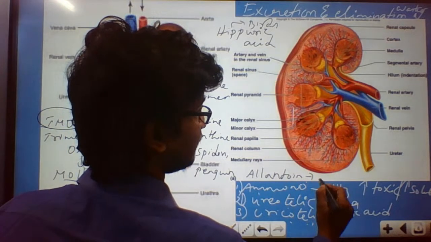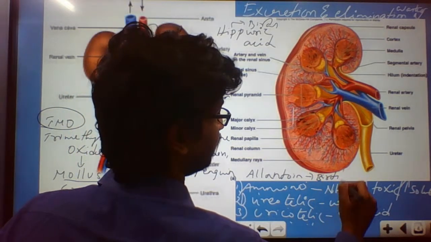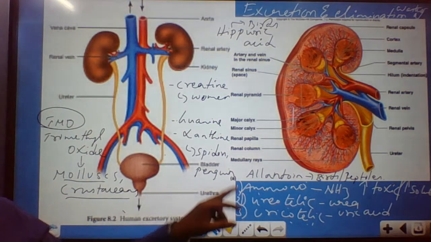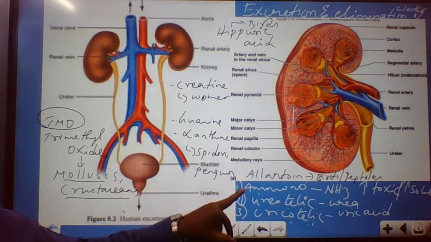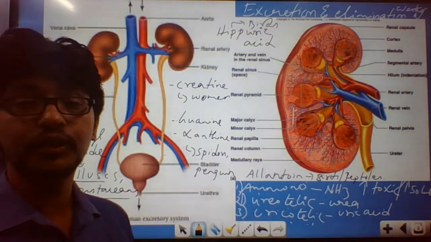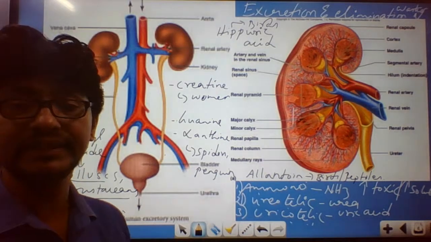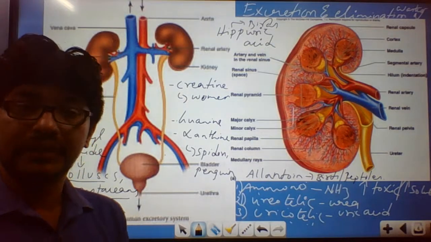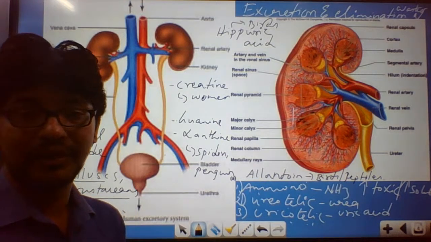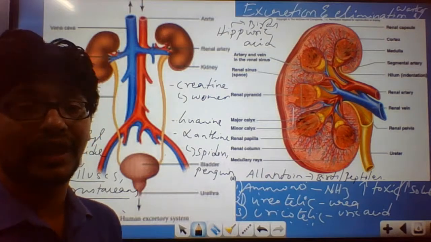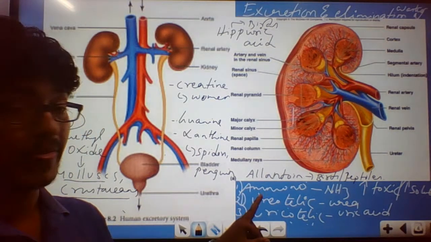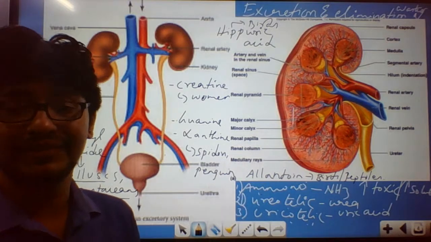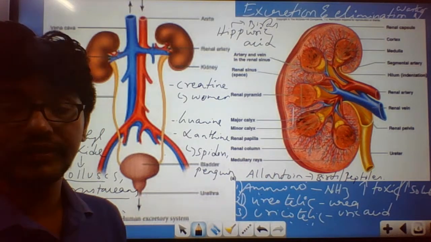Allantoin is also a waste. You could see this in birds and reptiles. Then amino acid, in groups like Unio and Limnaea. In groups like Unio and some mammals, amino acid gets eliminated. That is called aminotelic. Aminotelic is the special group of animals where amino acid gets excreted. So these are the different types of waste.